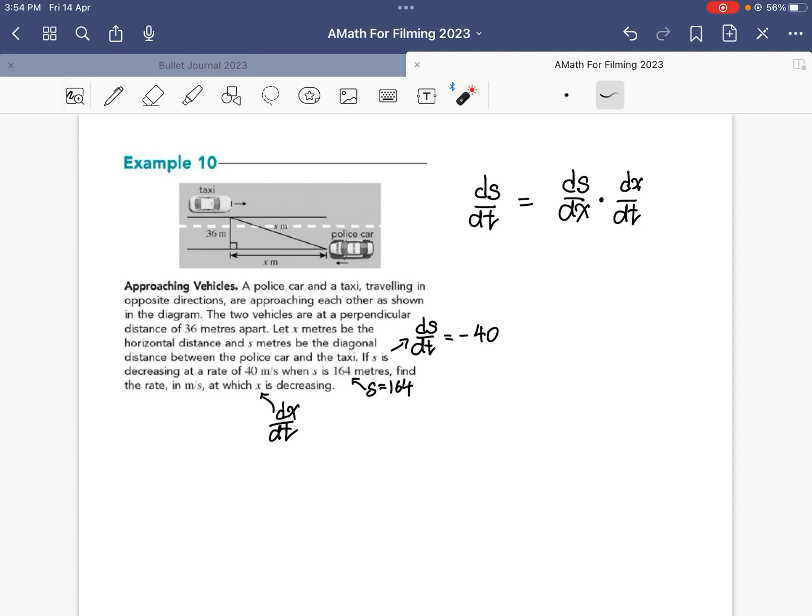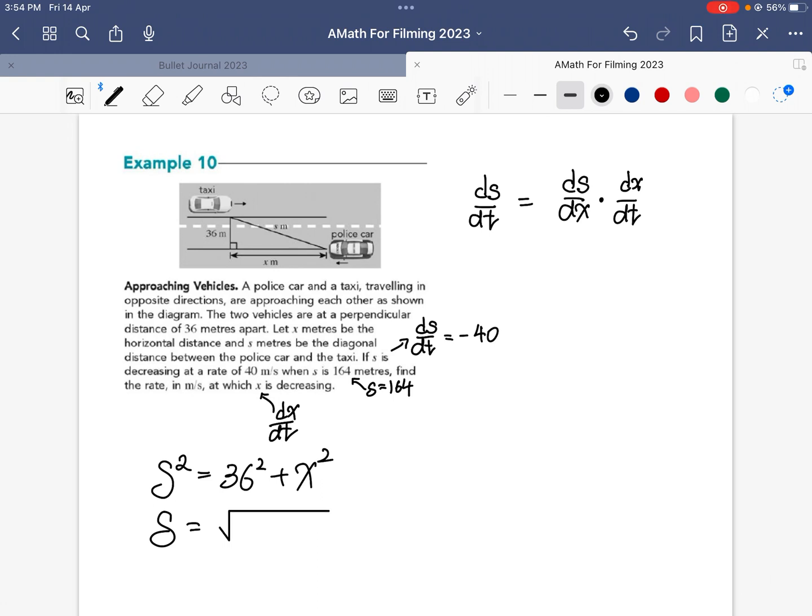Now what I need to do first is this. ds/dt we have, which is negative 40. ds/dx I don't know, I need to form the equation, and then dx/dt is what we need to find. So this is our main problem first. What I can do is this. This is a right angle triangle, so I can apply Pythagoras' theorem, whereby s squared equals 36 squared plus x squared. So s equals the square root of 36 squared plus x squared.